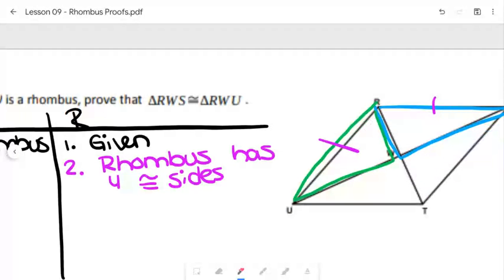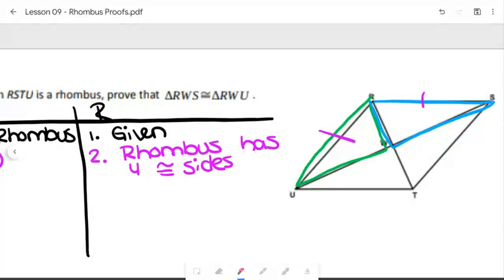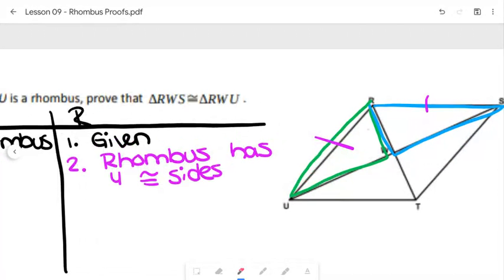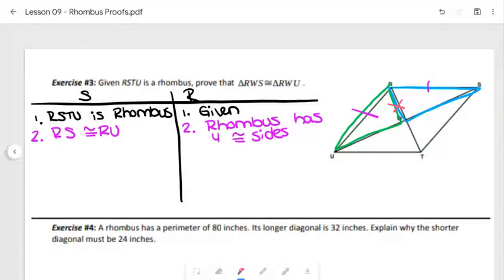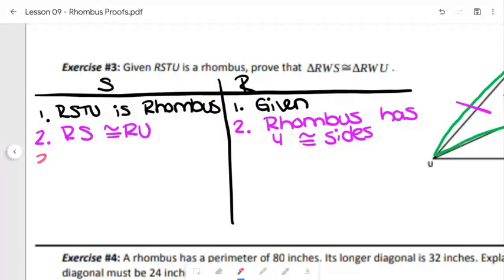Now there's a bunch of different ways you can do this proof. Just like back when we first started proofs, there's so many different ways you can do them. I'm just going to do it the way I see it first. So I might automatically notice that reflexive property, right? So I have RU congruent to RW congruent to RW.